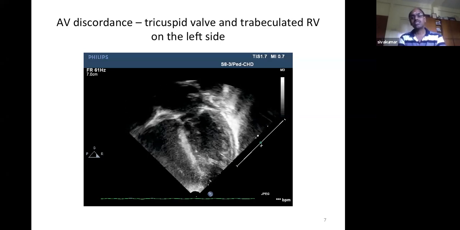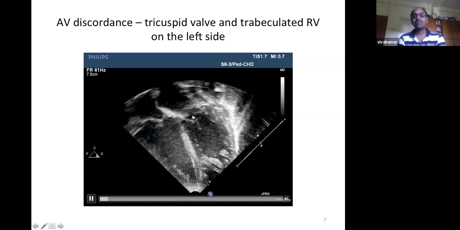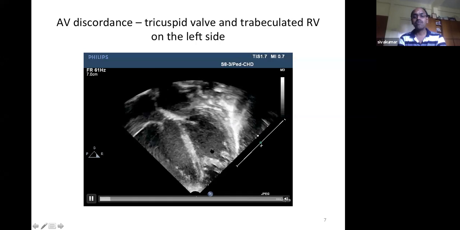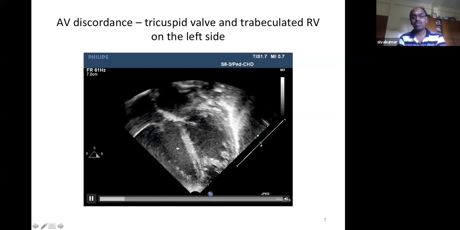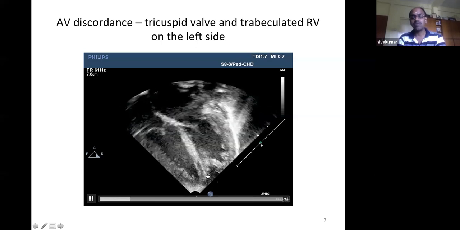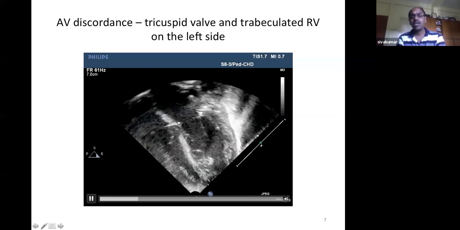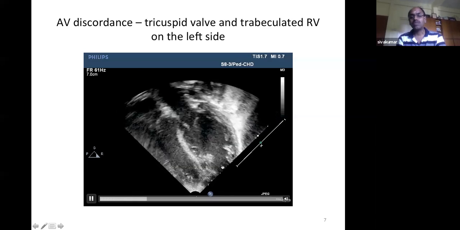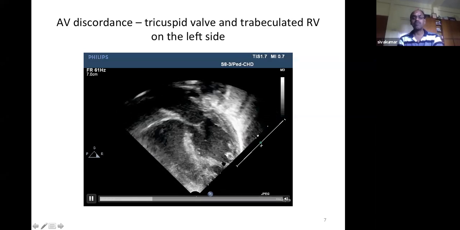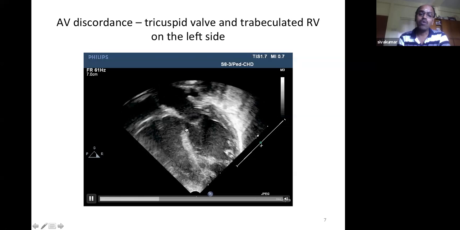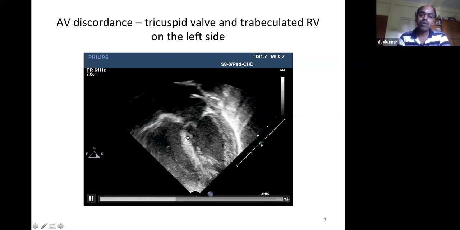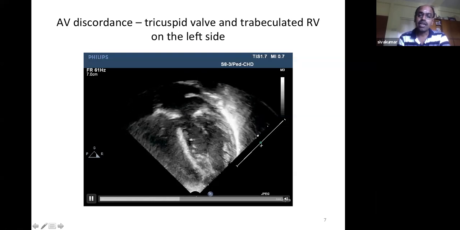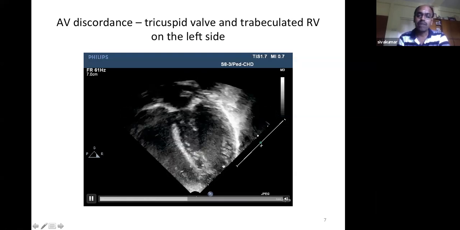So this is a subcostal modified view wherein you can see the tricuspid valve connecting to the right ventricle, the mitral valve connecting to the left ventricle, the smooth surfaced left ventricle, the rough surfaced right ventricle, and portions of the moderator band being clearly visible. So one of the rules to identify a left ventricle and the right ventricle: the right ventricle should have coarse trabeculations, and the right ventricle should have a thick moderator band.